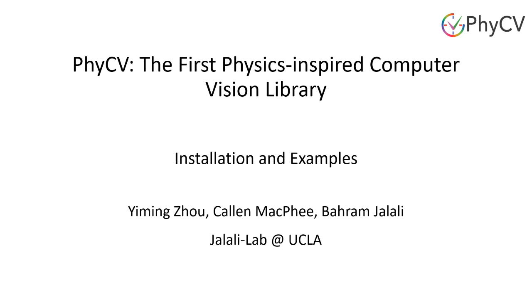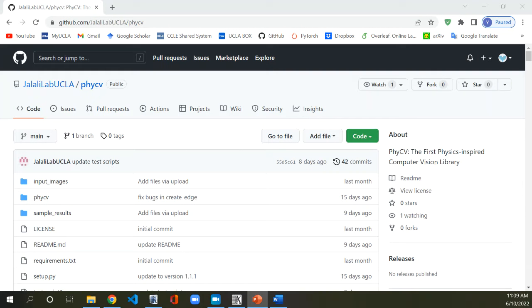In the previous video, we introduced PhyCV, the first physics-inspired computer vision library, with its history, background, and highlights. As we mentioned in the previous video, currently PhyCV has two algorithms, PST and page. In this video, I will give you a demo of how to install the PhyCV library and use the algorithms in the library. First, I would like to point you to the official GitHub repo of PhyCV.